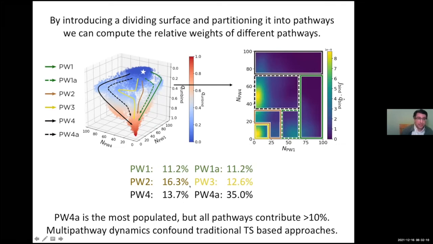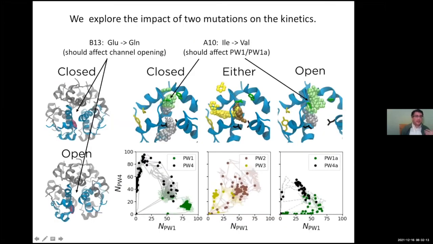Okay, so very quickly, let me show you some results for some mutants. So we looked at 2 mutants, B13, which is a glutamate that sticks right into the middle of the hexamer. We removed a charge to make a glutamine, so you'd expect that to affect the channel opening. And A10, an isoleucine to valine mutation, so we took away a methyl group. It's one of the gatekeeper residues, so it should affect pathway 1.